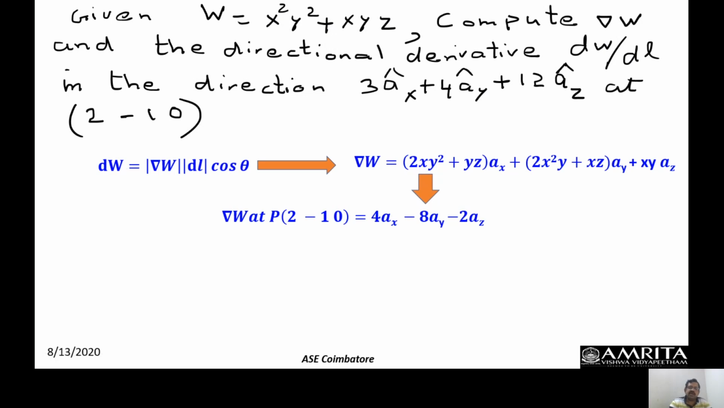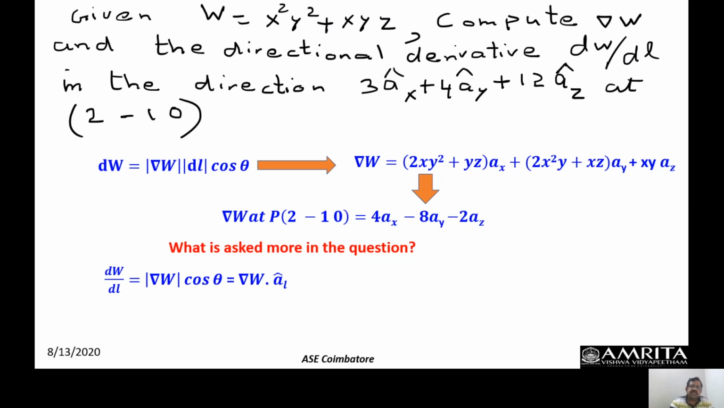What is the del W at that point? Now I want to get it along the direction, which means I have to project this vector 4ax hat minus 8ay hat minus 2az hat using the scalar product. And here is how it is done. So this is the second part of the question.